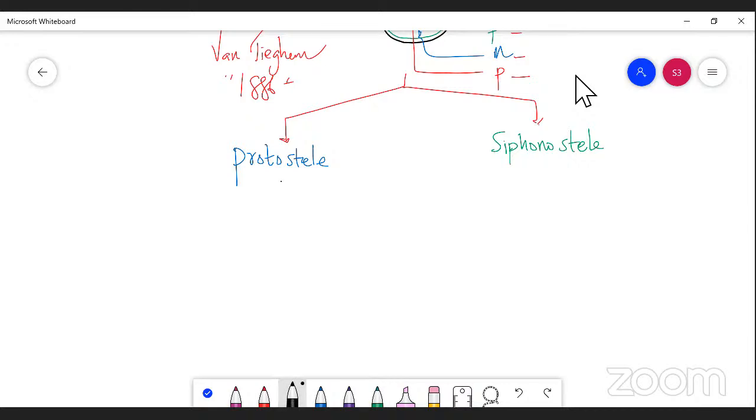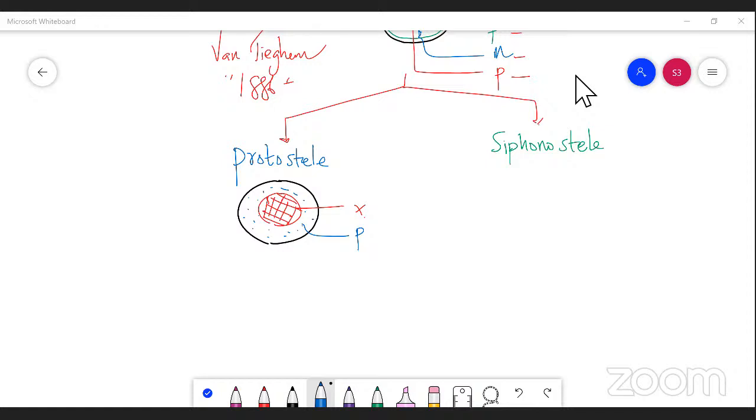Protostele is a type of stele in which xylem is the central part, surrounded by phloem elements. Xylem is there, followed by phloem. There is no pith region at the center. I repeat once again: protostele is a type of stele with only xylem and phloem, with the absence of a pith region. This kind of stele is called protostele.